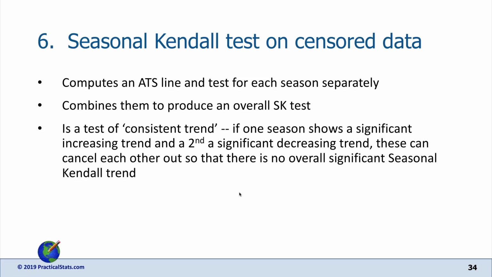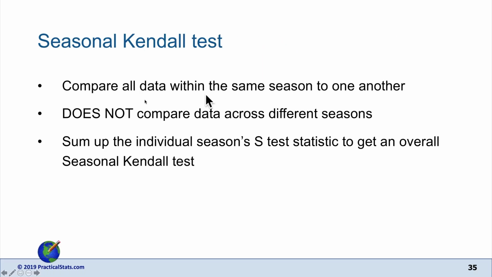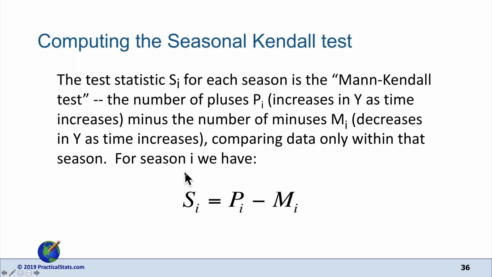It's looking for consistency. And it does the test by comparing all the data within the same season to one another and runs the ATS procedure. It does not compare data across different seasons. It gets an S statistic. That's the test statistic for Kendall's tau. And it gets one for each season. And then it sums up all of those seasonal S statistics to get an overall seasonal Kendall S statistic. That's hard to say.